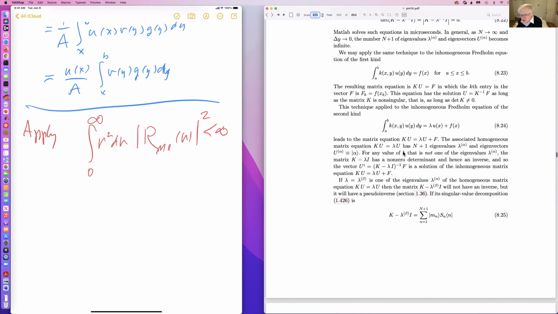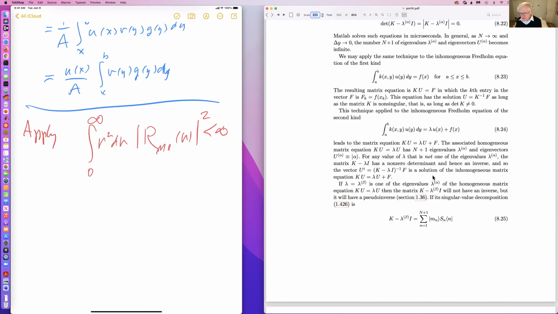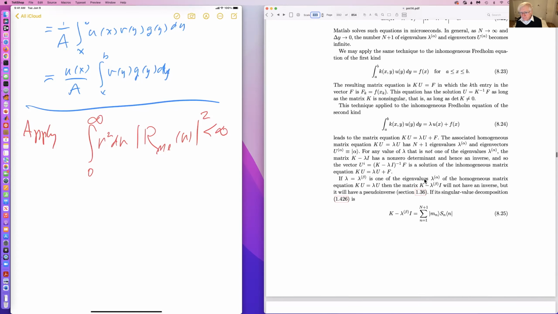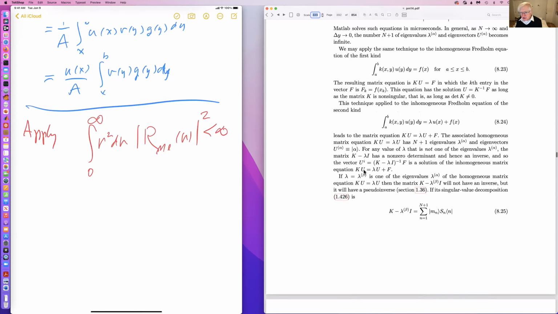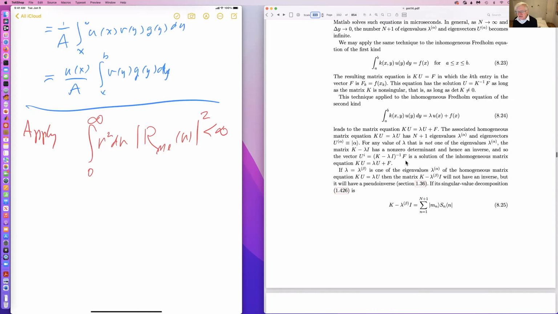The homogeneous equation, Ku = λu, has n+1 eigenvalues and eigenvectors. And if you pick a λ that's not one of the eigenvalues, then K − λI has a non-zero determinant, therefore an inverse, and you can solve the inhomogeneous equation this way. You just say the inhomogeneous solution is (K − λI) inverse on F.